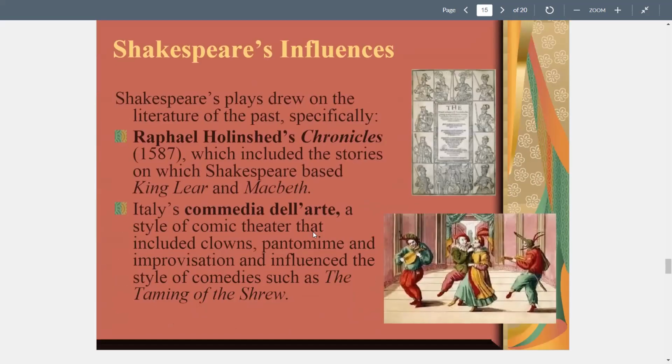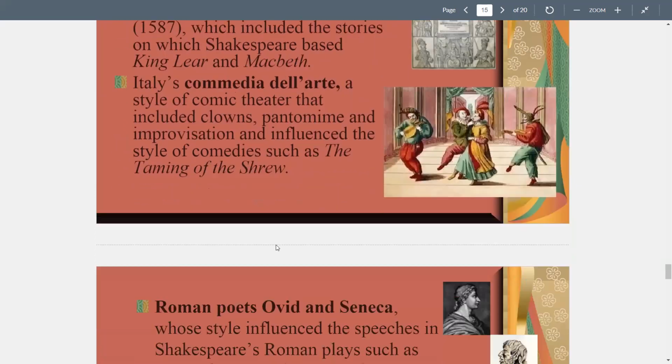Some influences on Shakespeare's plays: they mostly would draw from literature of the past. Raphael Holinshed's Chronicles from 1587 included the stories on which Shakespeare based King Lear and Macbeth. You had Italy's Commedia dell'arte, which was a style of comic theater that included clowns, pantomime, and improvisation, and it influenced the style of comedies such as The Taming of the Shrew. Also, the idea of a clown type character influenced even characters like Falstaff in the non-comedies.